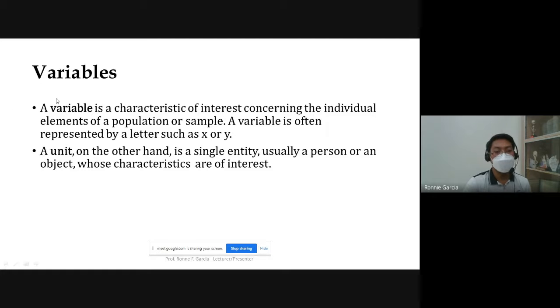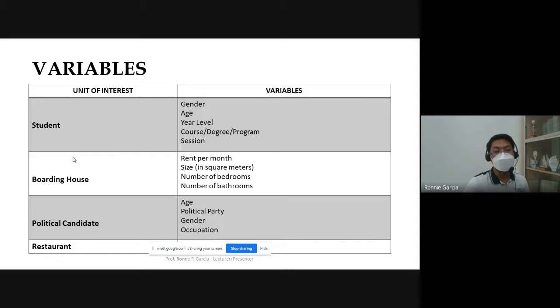The variables, on the other hand, are more specific as compared to the unit. Based on the unit you chose, what variables are there, what characteristics are in the unit that are your interest to study. So I hope that's clear with you. Here is the table so that we can make clearer the difference between the unit of interest and the variables. So for example, I have a study. I want to make a statistical study about students. If the student is the unit of interest in a study, what are the different characteristics in students that I can check? What are those characteristics? Those are called variables. Example, we have gender.